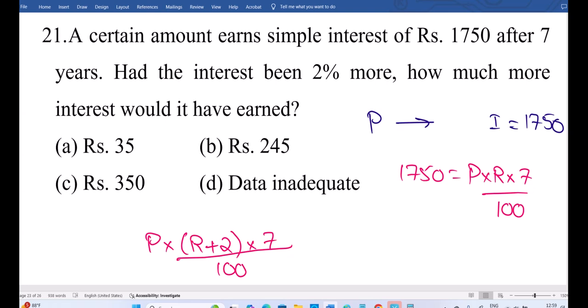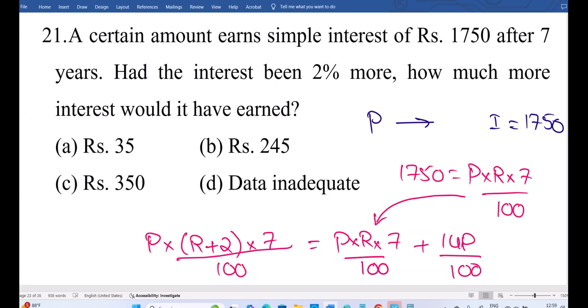So is the data sufficient or insufficient? You have to tell now. You know P into R into 7 divided by 100 is 1750. But the extra is 14P divided by 100. Principal we don't know. Data inadequate. Or else, at least see how much increase for 1 year? 2%. 7 years means 14% of principal. That's what 14P by 100, which is 14% of principal.